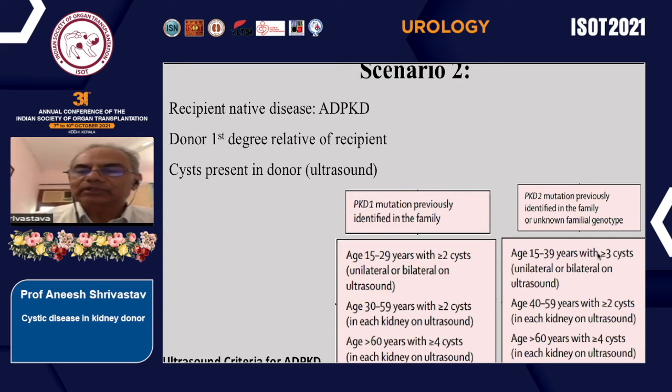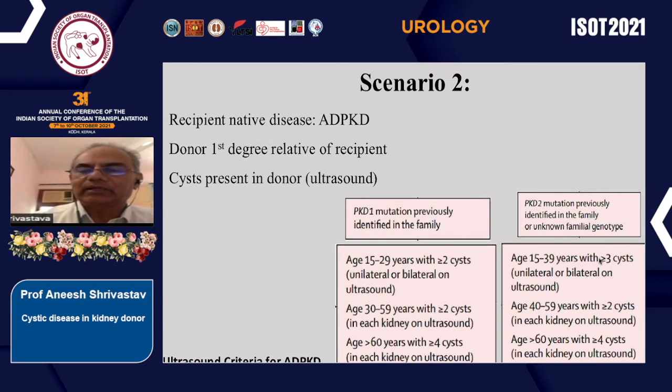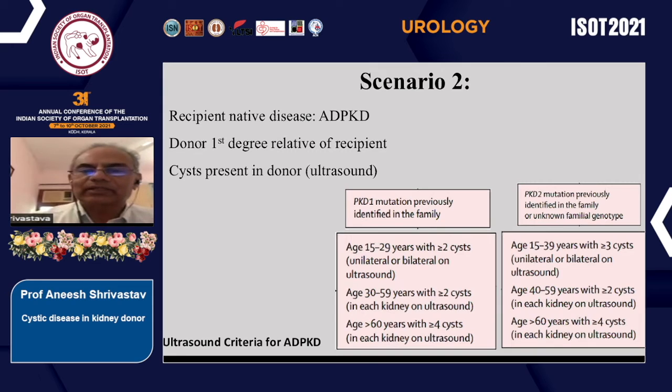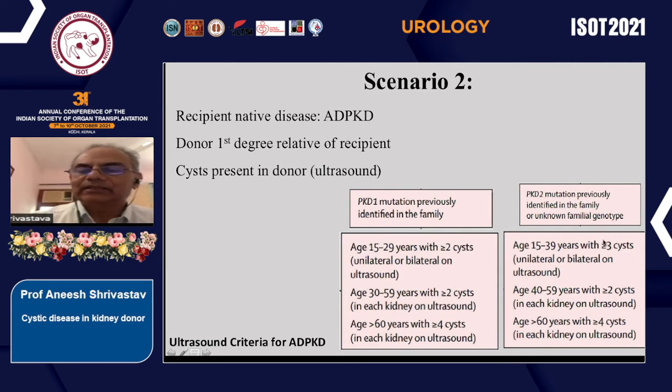And if there are more than 3 cysts, either unilateral or bilateral, you exclude this donor. And if there are any equivocal cases, they do not fall into this. If you think there are fewer than 3 or fewer than 2 cysts here on Ravine criteria, and if there are more than 2, we don't need to do anything. If there are fewer than 2 here or fewer than 3 here, then we need to supplement with genetic testing and MRI, as I was talking about earlier.